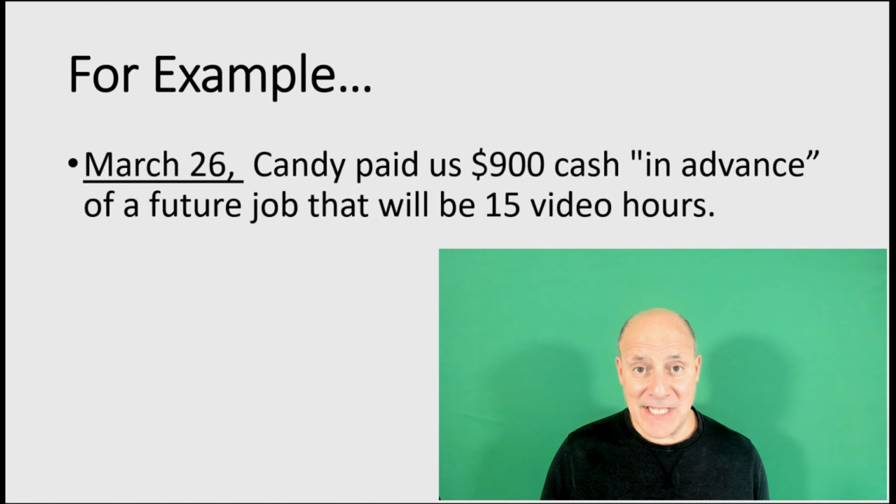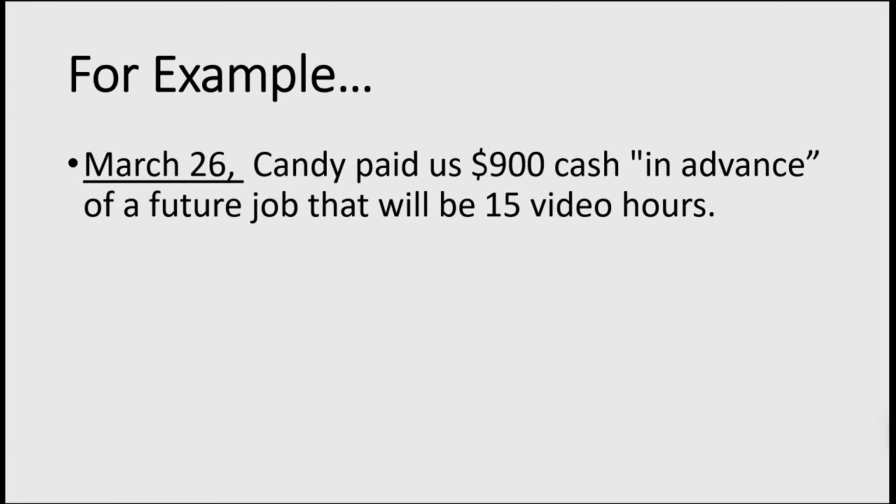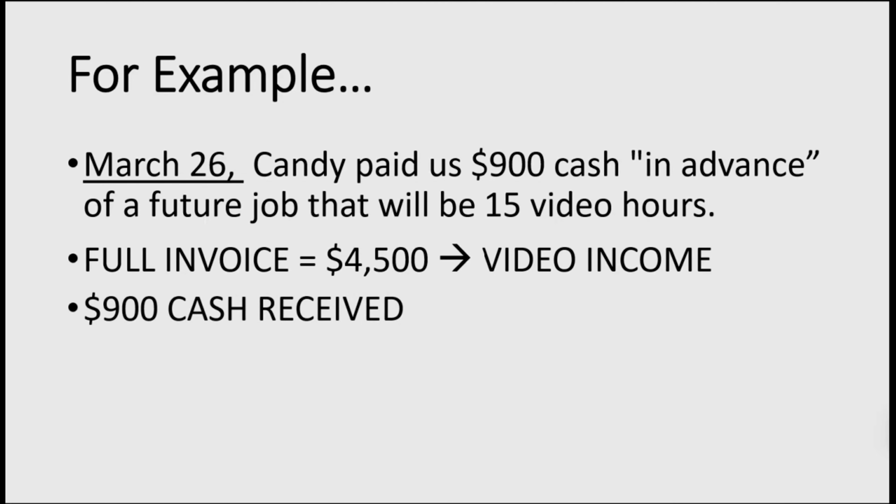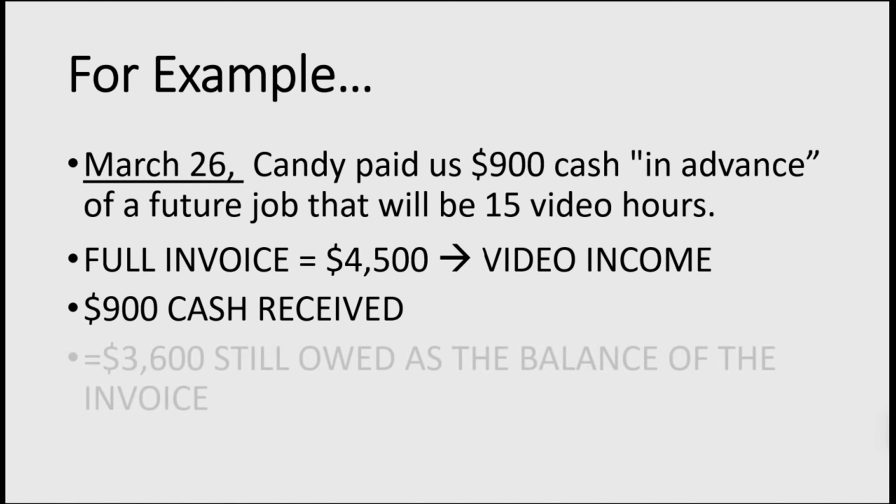So let's imagine on March 26th, Candy gave us $900 as a partial down payment for 15 video hours to be done in a future date. So here's a situation where we're using the job deposit feature, and now let's crunch the numbers. I happen to know that 15 video hours would be $4,500 in video income, and that would be the full amount of the invoice. Now we received $900 cash as the in advance job deposit down payment.